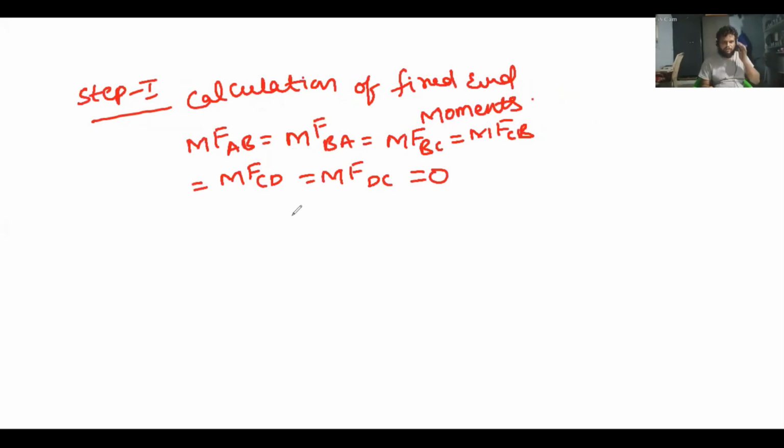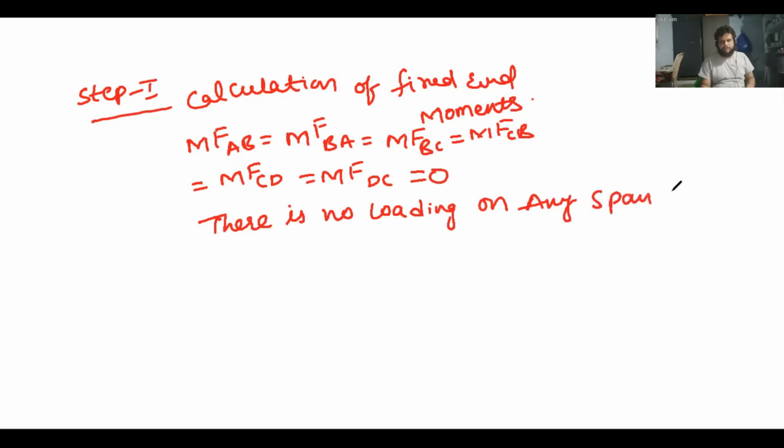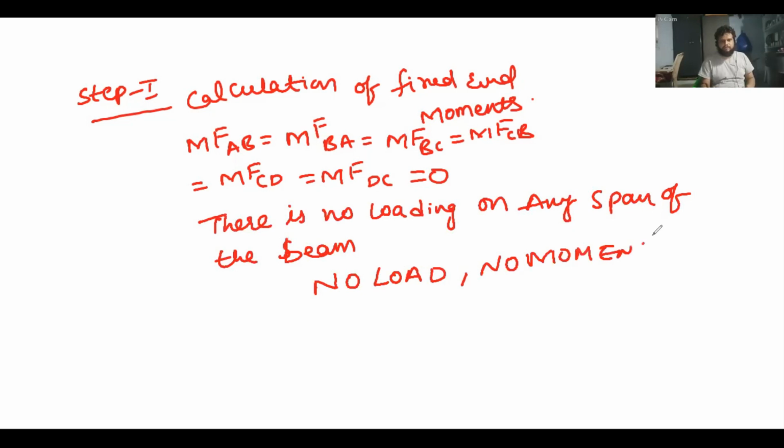Why is everything equal to 0? What is the reason? In the given question, there is no loading on any span of the beam. Hence no load, no moment. That is the reason all the fixed end moments are 0. So step 1 is very simple if there is no loading.